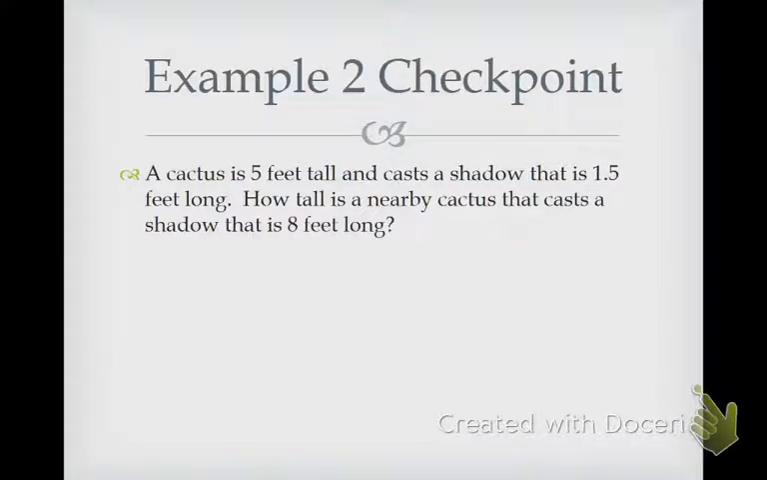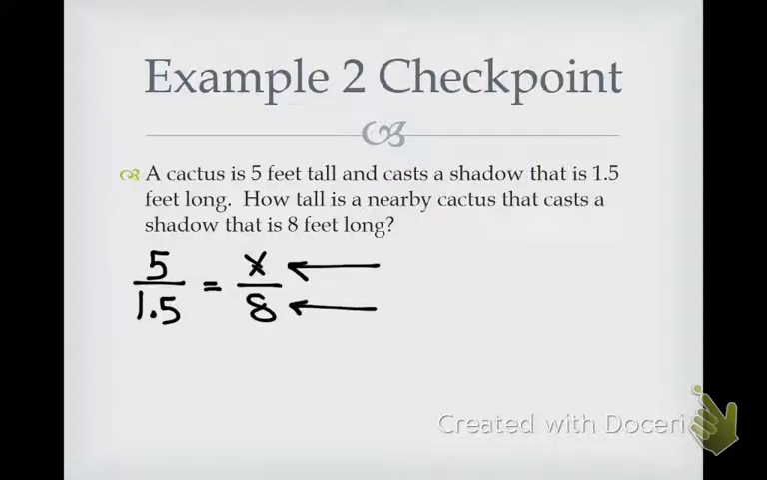Okay, so what proportion did you use? Someone raise your hand and tell me. Janie? 5 over 1.5. That's the one I did too. 5 over 1.5 equals x over 8. Okay, and again, I did height over shadow on both sides so it matches up. So now I have 1.5x equals 40.